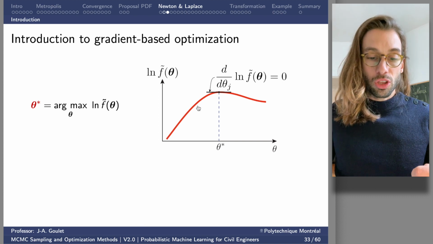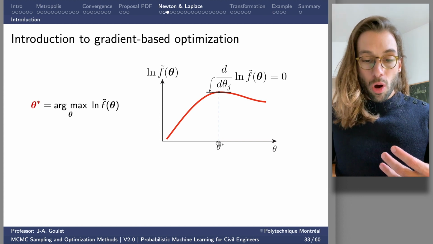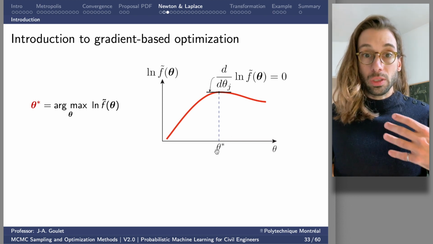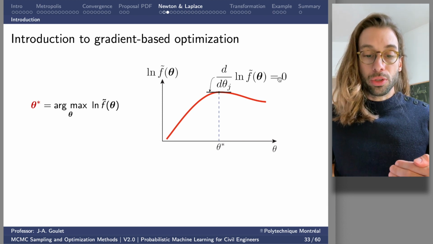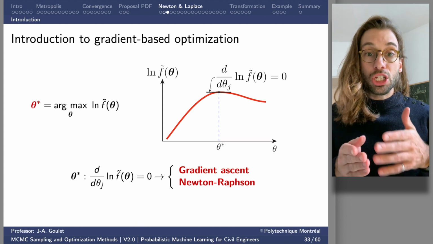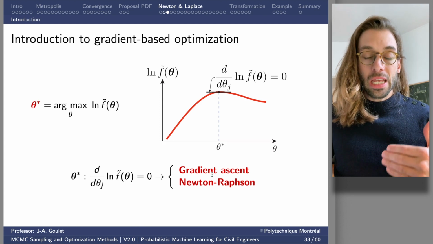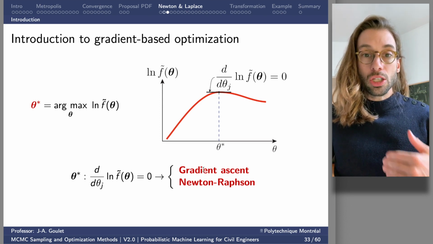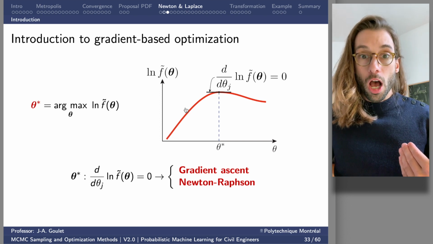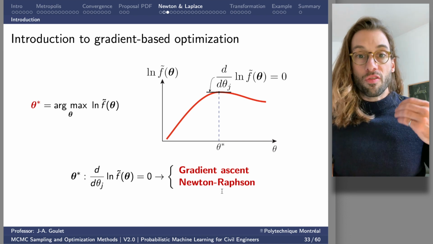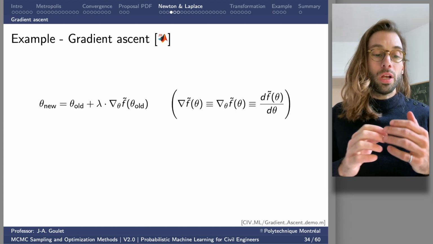So this is our function, the log of our target PDF or target function, and we're seeking that value theta star such that the derivative of my function at this value is equal to 0, okay? We can reach that point using several methods such as gradient descent and Newton-Raphson. Gradient descent only takes advantage of the information carried by the slope of my function, and Newton-Raphson uses the first derivative and the second derivative, okay? So let's start with gradient descent.